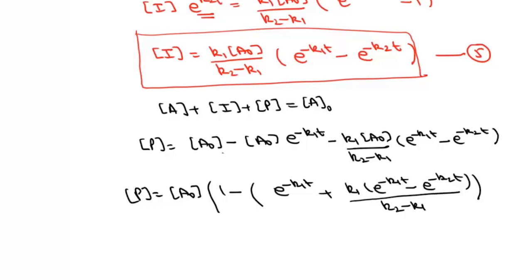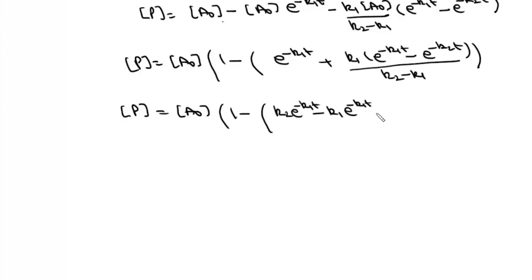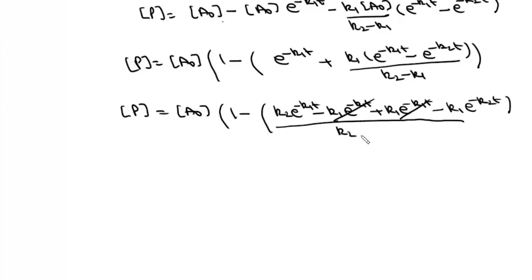Now we'll simplify this. Now we can write this as concentration of P equals concentration of A0, and this is 1 minus, and here it will be K2 e to the power minus K1T minus K1 e to the power minus K1T plus K1 e to the power minus K1T, and then minus K1 e to the power minus K2T. Now here these two terms, they'll cancel, and we also have K2 minus K1.